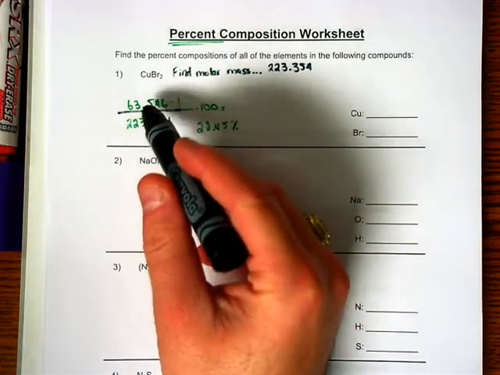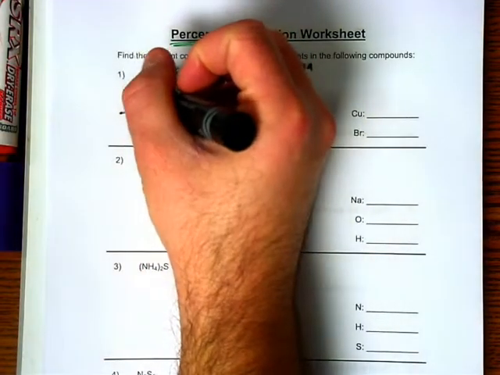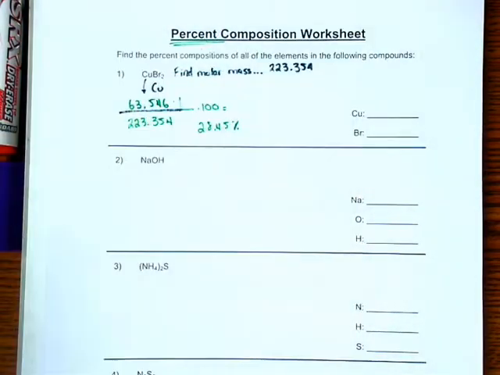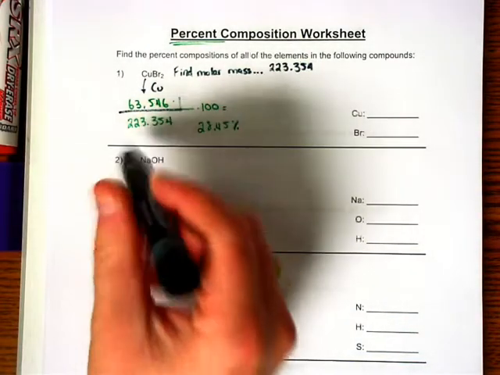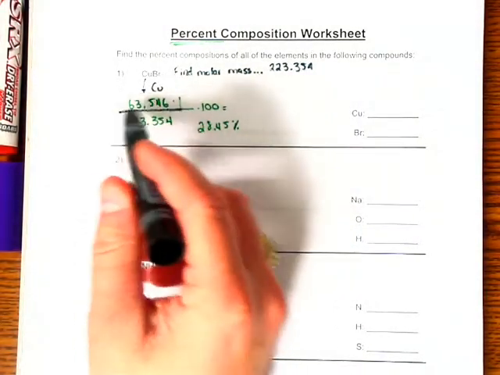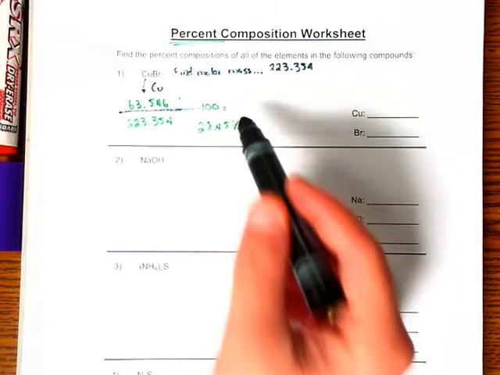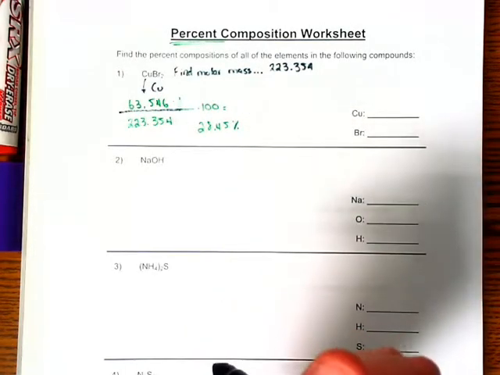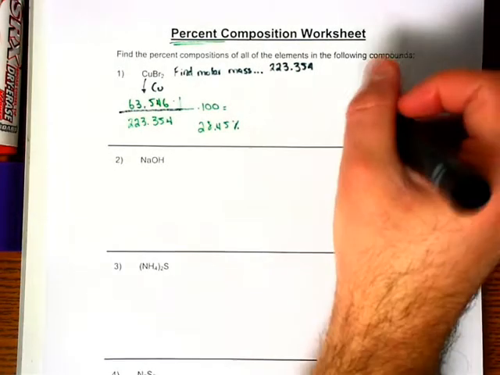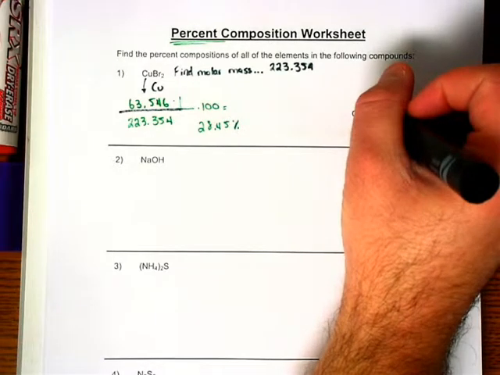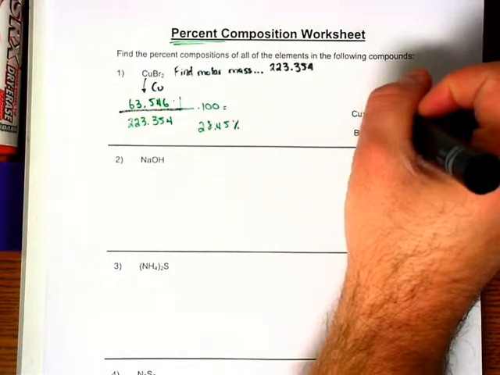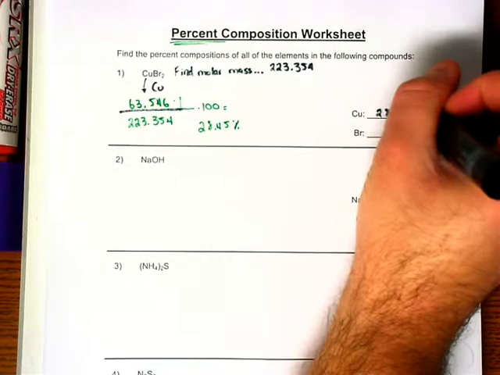Oh, that's the mass of copper. I'm focusing right now on copper. And how many coppers are there? 1. So 63.546 times 1 divided by 223.354, the mass of the entire compound. Multiply that by 100, I got 28.45. That must mean that that is the percent composition of copper. 28.45%.